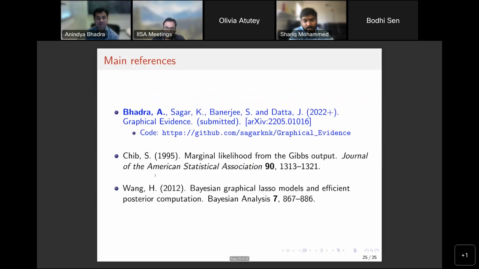Okay. So with that, I would conclude. The paper is currently submitted, but an arXiv version is available, and Sagar put up the code on GitHub, if you're interested. There are lots and lots of references, but these two are the main references on which the paper is based. The first is the CHIPS paper, and the second is Wang's sampler, not marginal likelihood evaluator, but sampler for the graphical lasso, the Bayesian graphical lasso estimator. All right, I'm done. Thank you very much.